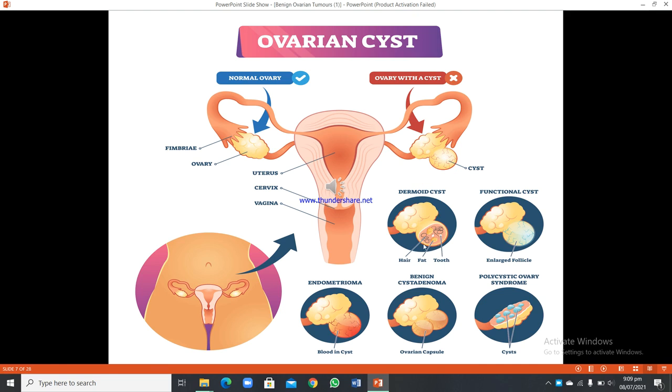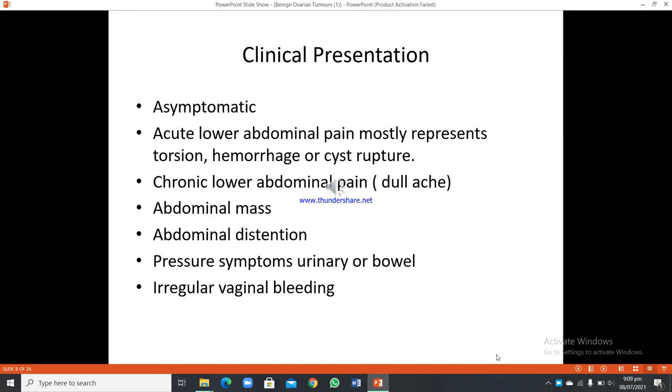Dermoid cyst, which contains layers of all 3 types of germ layers: endoderm, mesoderm, and ectoderm. These are the contents you will get. And an enlarged follicle is a functional cyst, and then there is blood in the cyst and the ovarian capsule, and then you can see the cyst here.